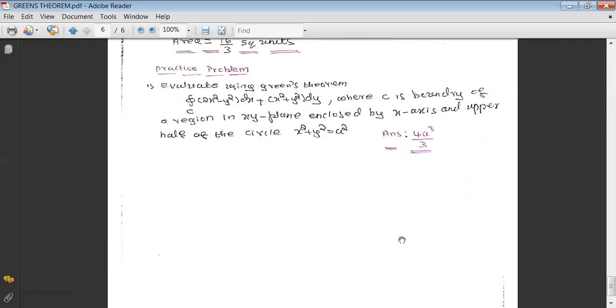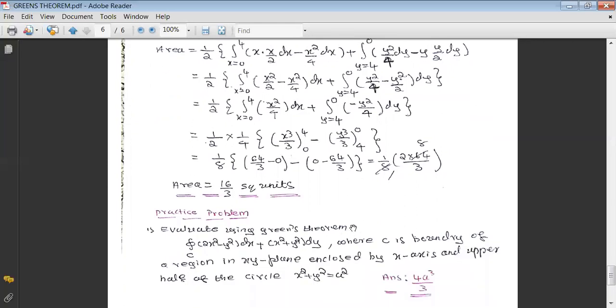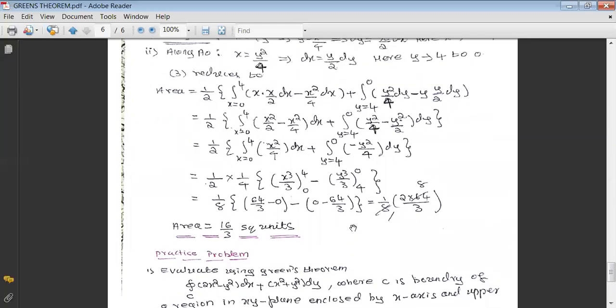This is all about what Green's theorem is, the examples on Green's theorem, and how Green's theorem helps to evaluate the line integral easily. And one more important aspect of Green's theorem is that we solved one or two examples on how to find the area bounded by the curves. This is all about Green's theorem.